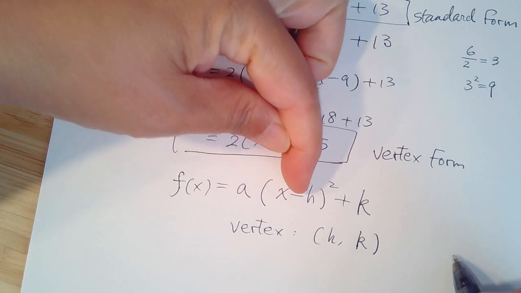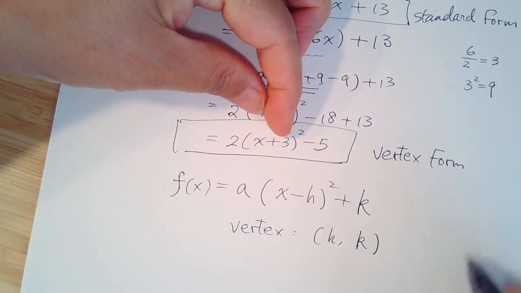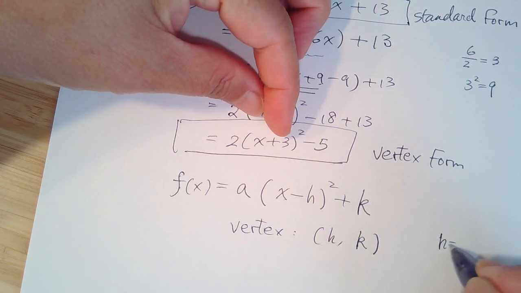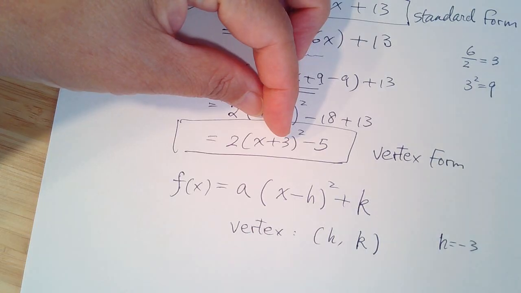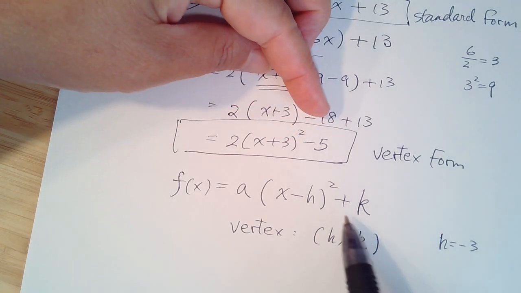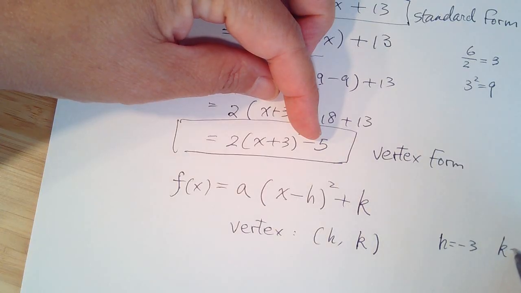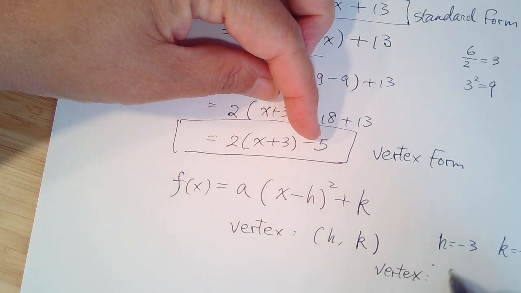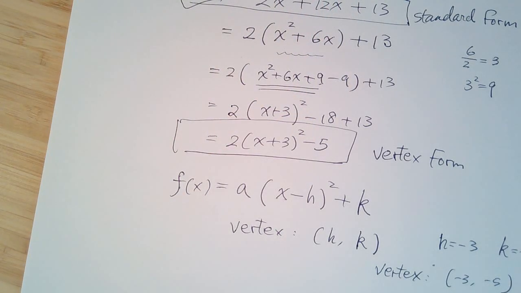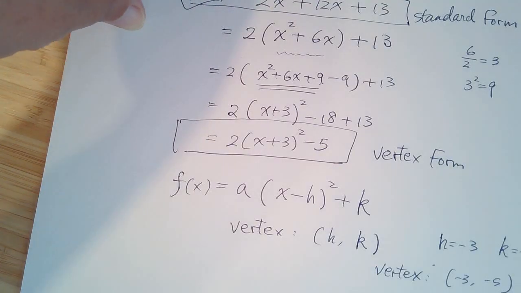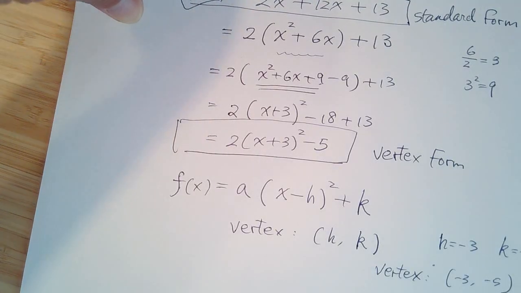Remember, here it's x minus h, and here it's x plus 3. So h in this case is negative 3, the opposite sign. However, the k is not. Here is a plus k and here it's a negative 5. Therefore, my k is negative 5. So the vertex is (negative 3, negative 5). That is the good thing about this form.